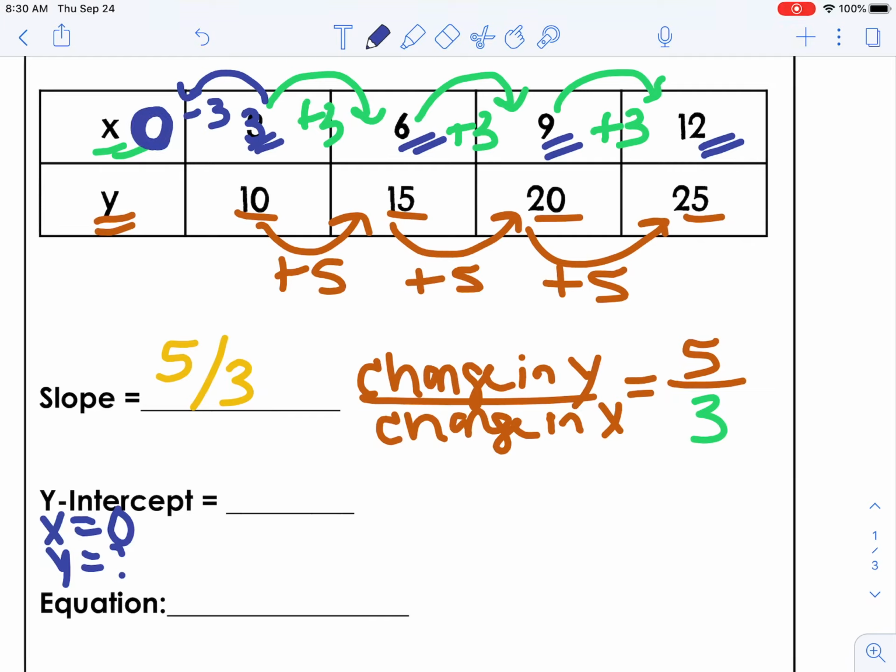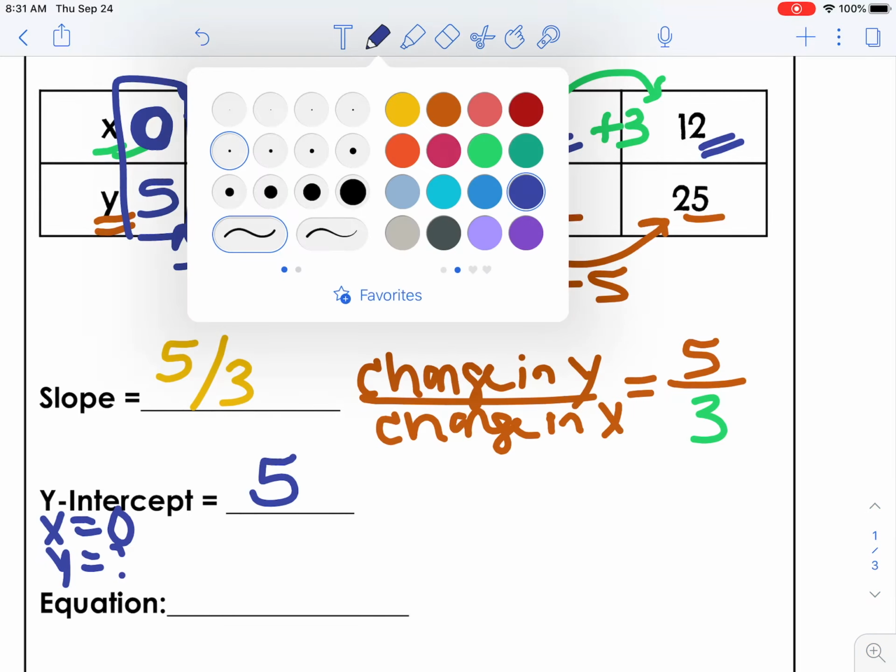So now I have to follow that same pattern on the y's. So instead of going up 5, I need to go back 5. 10 minus 5 gives me 5. So my y-intercept is 5.